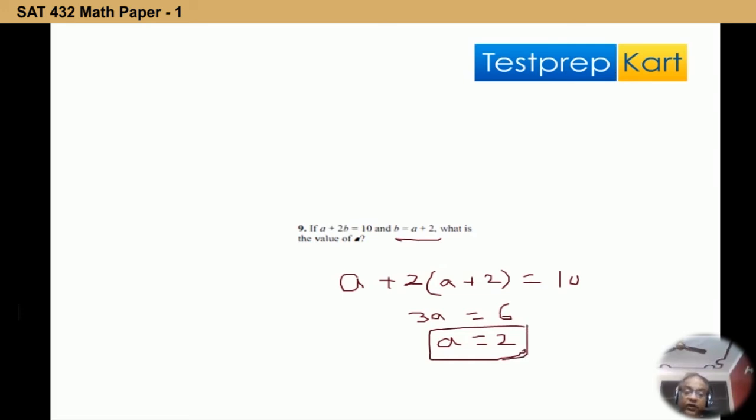Here I have utilized the substitution B is equal to A plus 2. So I have substituted the value of B here so that I get only one variable, that is A. And that's what is required also. So A plus 2 into A plus 2 is equal to 10. A plus 2A plus 4. A plus 2A gives me 3A. 2 into 2 is 4. And if you take 4 to the right hand side, that gives 6. And so A is equal to 2. So A is equal to 2 is the option.